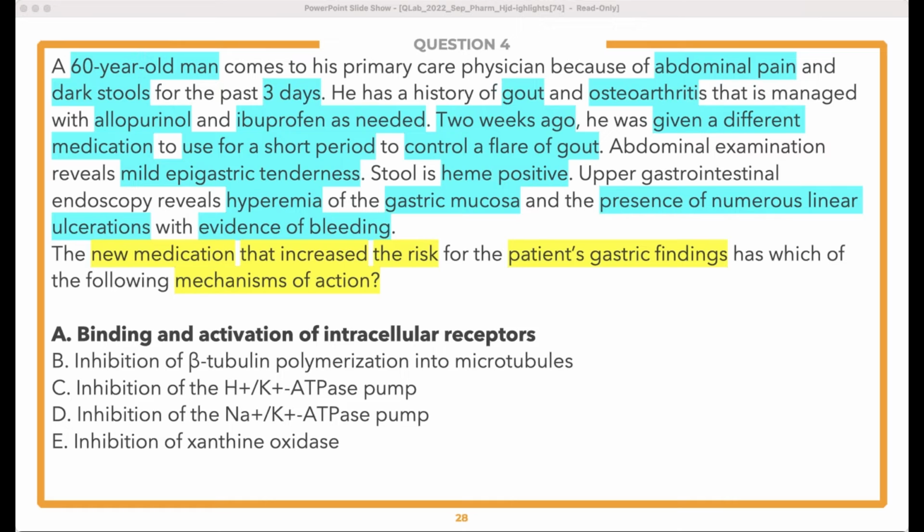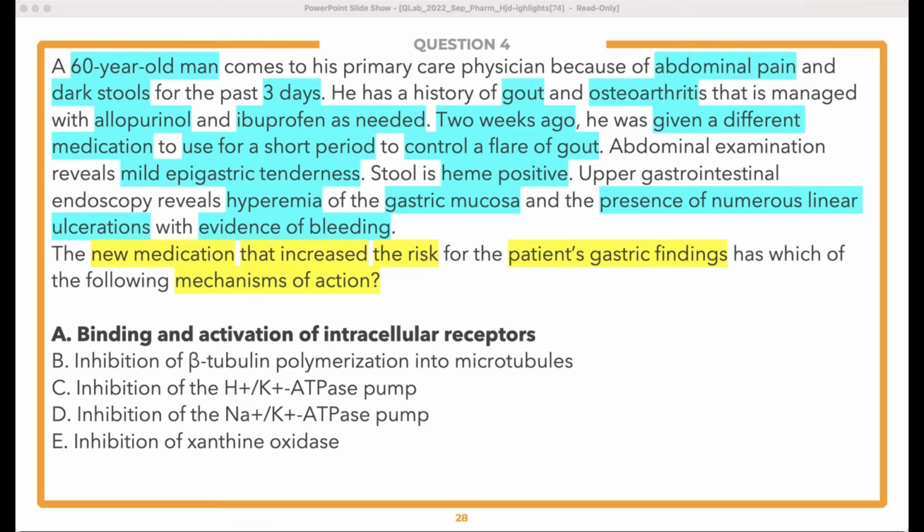Now, taking steroids or corticosteroids along with NSAIDs increases the risk of gastritis because glucocorticoids can also be very uncomforting on your gastric mucosa. So the new medication that was started was most likely glucocorticoids, which also increased the risk of NSAID-induced GI side effects. Then we need to ask ourselves, what's the mechanism of glucocorticoids? Those are drugs that bind and activate glucocorticoid receptors inside the cell, intracellular glucocorticoid receptors.